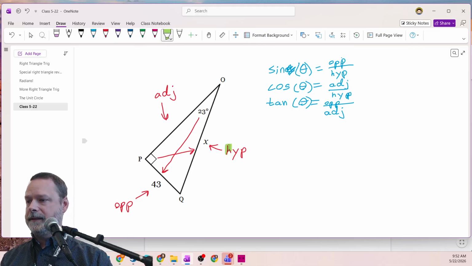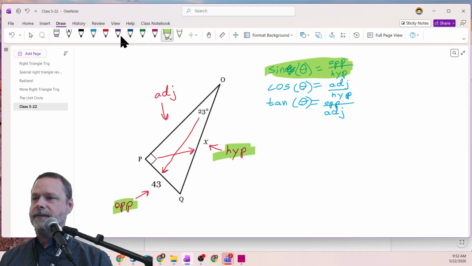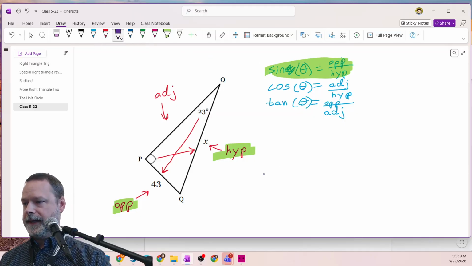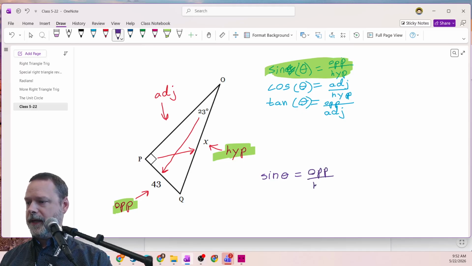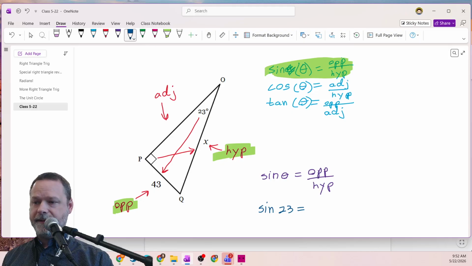So I have opposite and I have hypotenuse. Which one is that? It's sine. Sine is opposite and hypotenuse, so that's the one I'm going to use. Sine of theta equals opposite over hypotenuse. I'm going to plug in my pieces. I know theta is 23. Opposite is 43 inches or feet or whatever. Hypotenuse is x. Hypotenuse is my unknown.